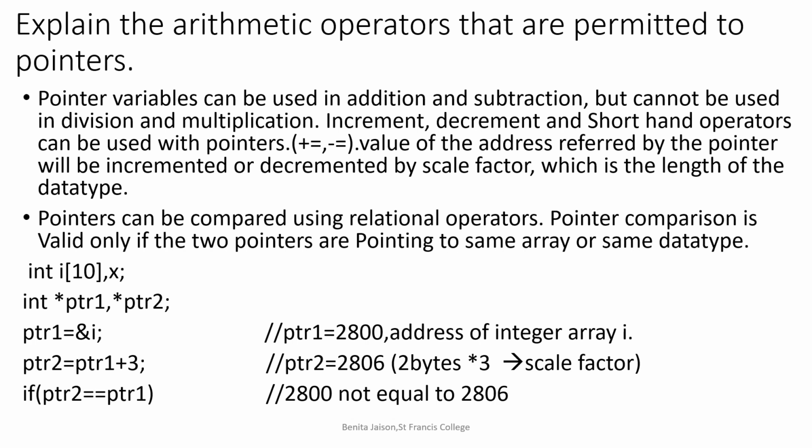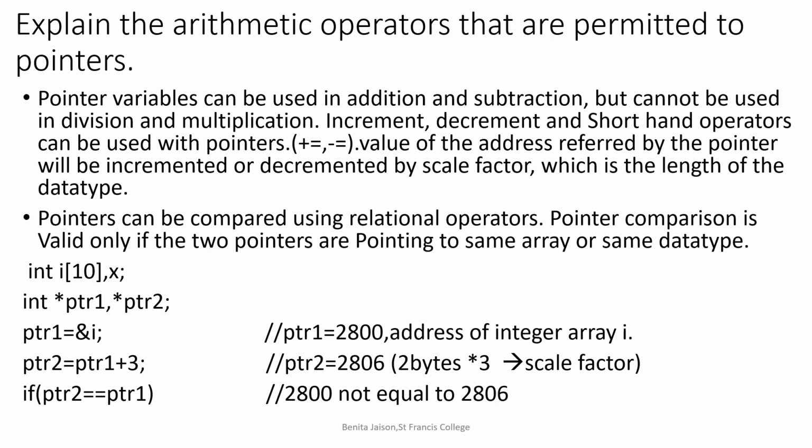Explain the arithmetic operators that are permitted on pointers. Pointers, as we all know, will have the address of another variable. So the arithmetic operations which are possible on the addresses of another variable are only addition and subtraction. It cannot be used for division and multiplication, as there is no meaning in multiplying or dividing the address of a particular variable.